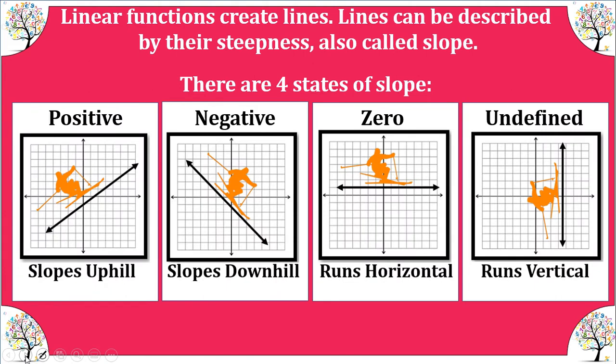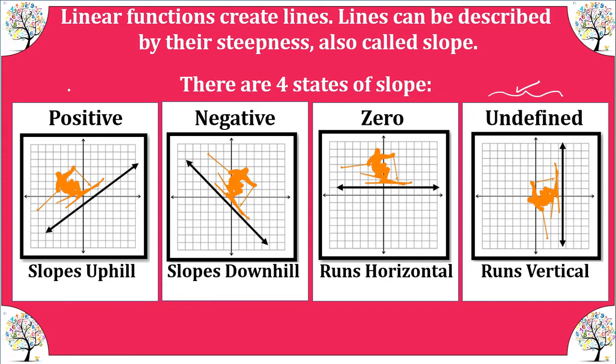So we know that linear functions create a line. We know that all lines are functions except for our vertical line. So we have a vertical line, and we describe the slope of a vertical line as being undefined. So let's start over here on the left and let's talk about the four states of slope.